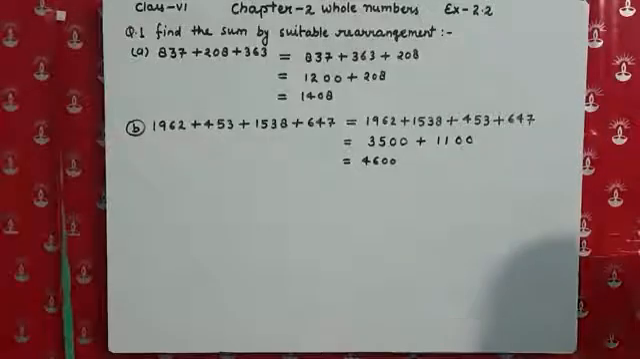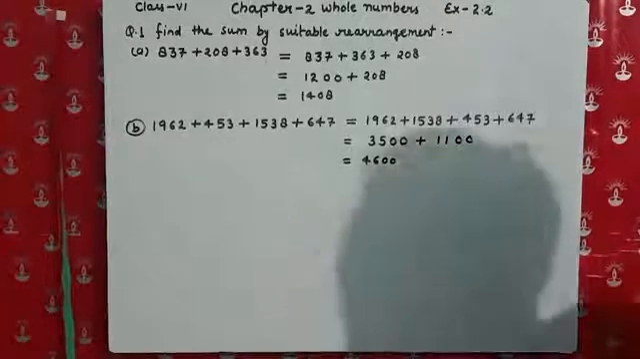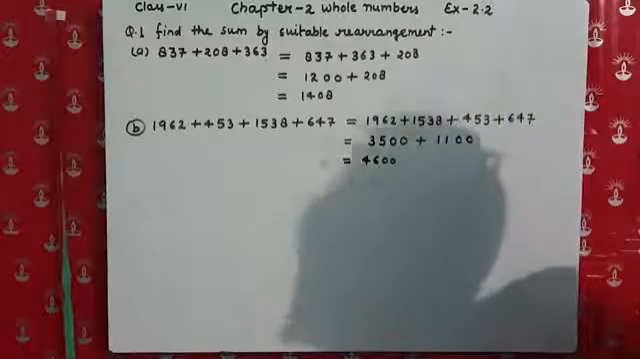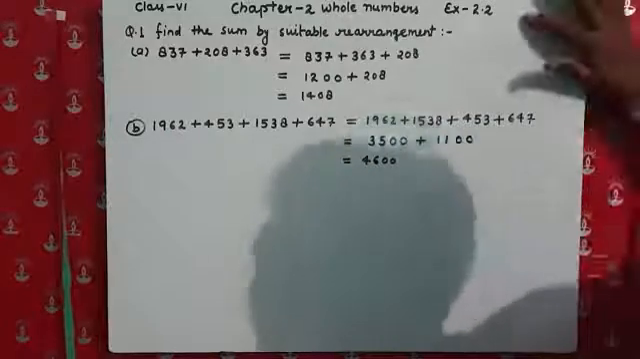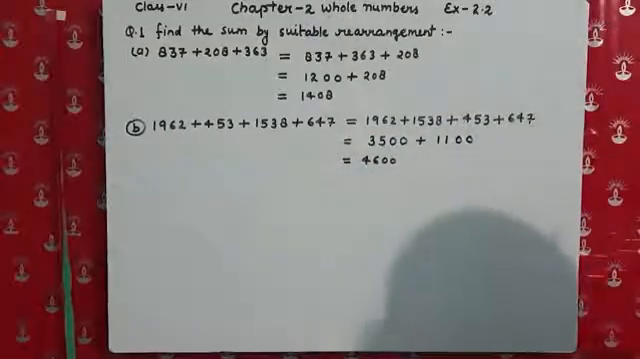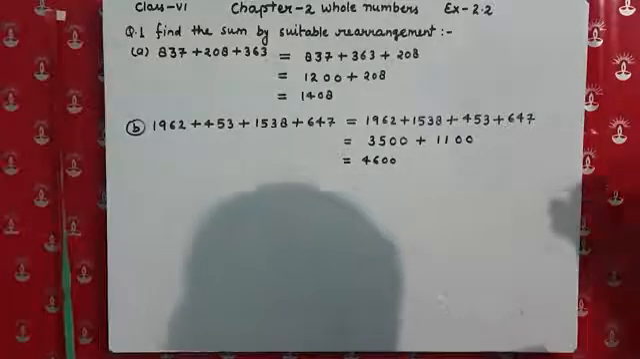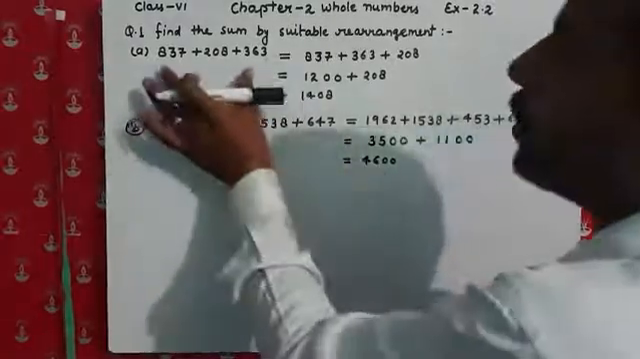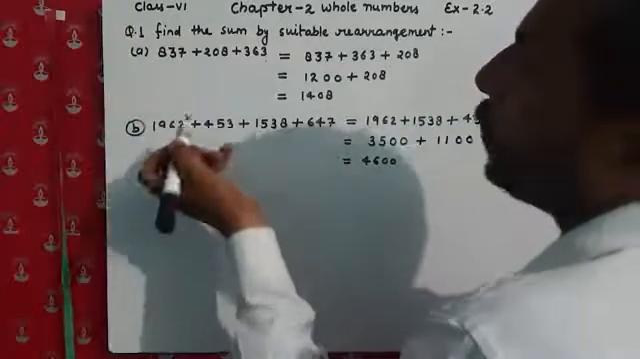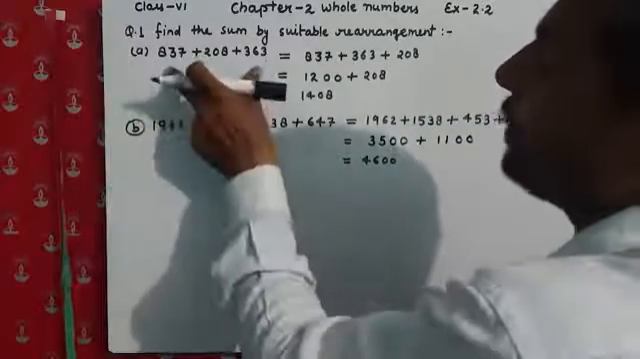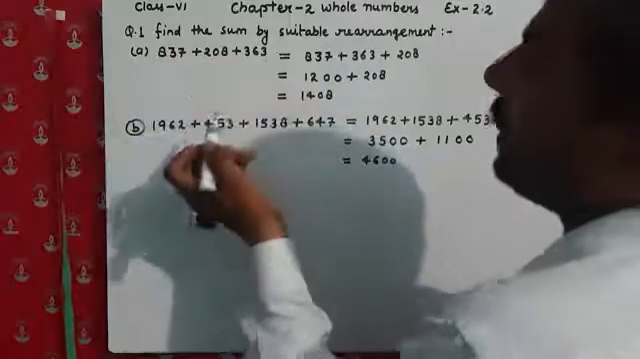Hello students, this is class 6 mathematics chapter 2, whole numbers, and today I am going to do exercise 2.2. Question number 1 is written on the board: find the sum by suitable rearrangement. Here we have to rearrange the numbers, then add and find the sum.